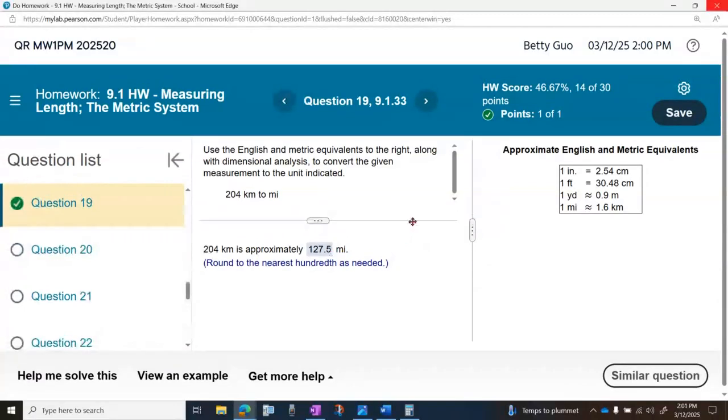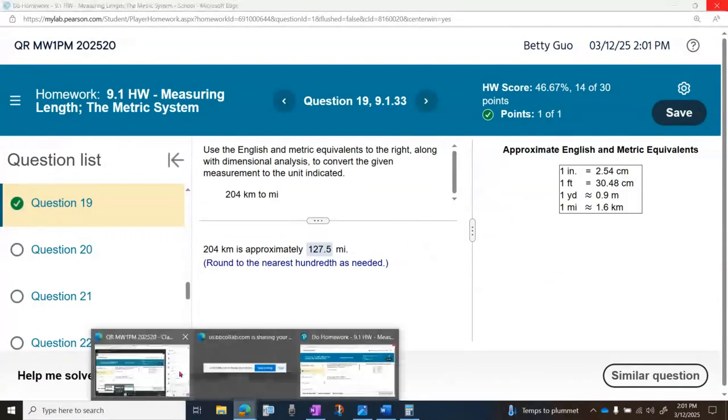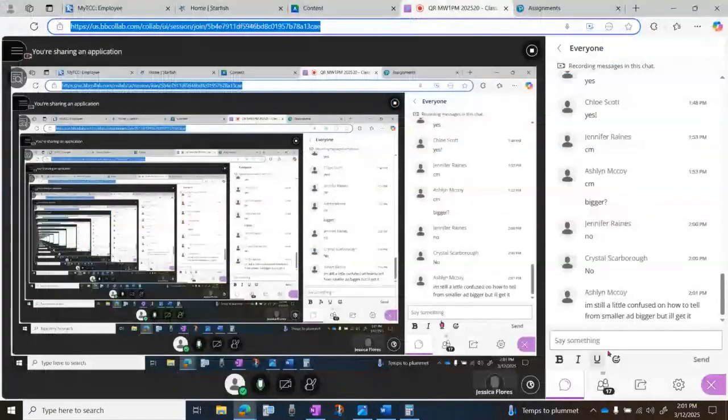And I covered the two things I want to cover. Use the conversion factor to convert between units. And King Henry died Monday drinking chocolate milk, right? I'm still a little confused on how to tell smaller and bigger, but actually, let's not rush. Let's figure it out. How about that?